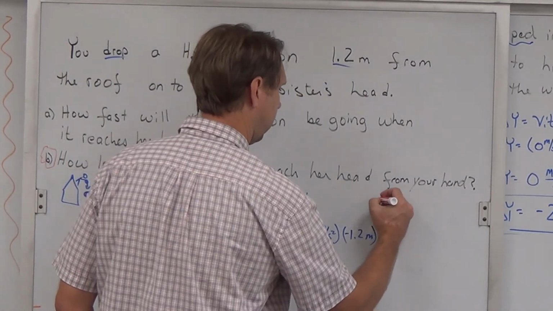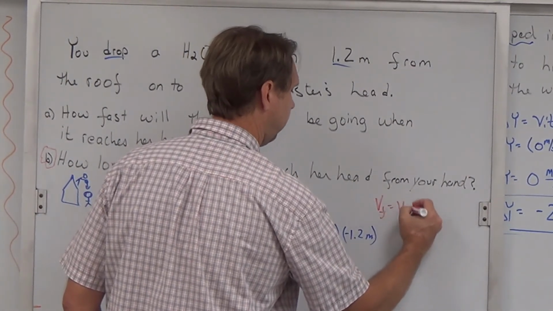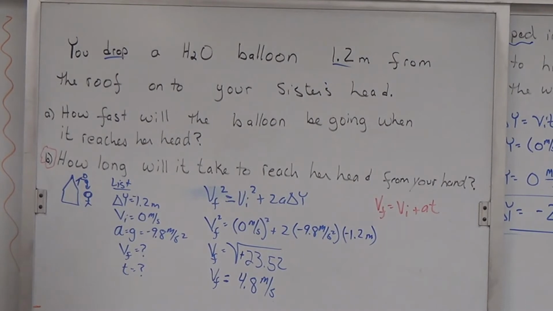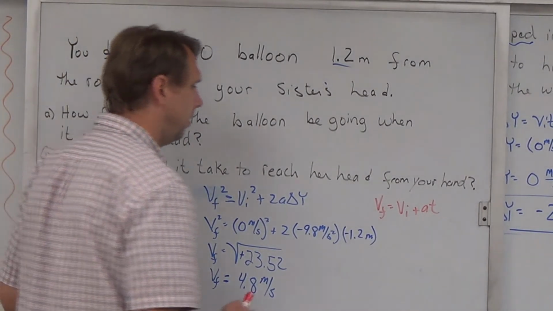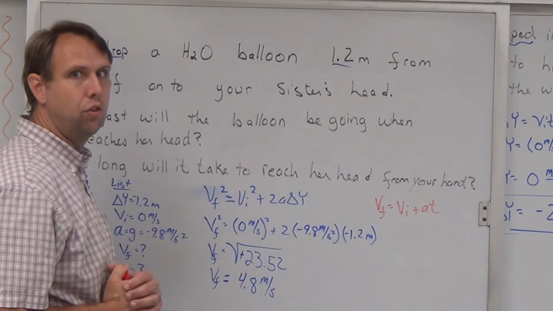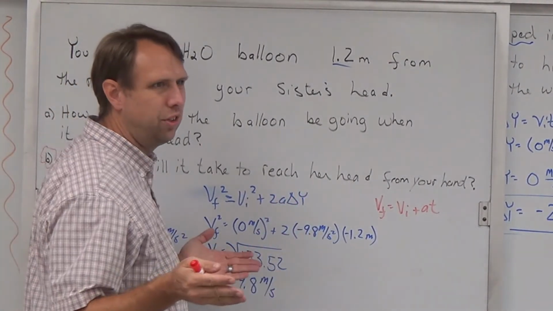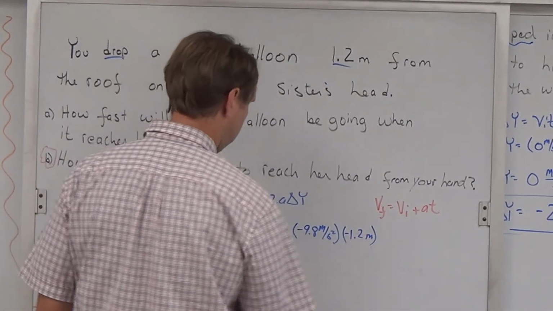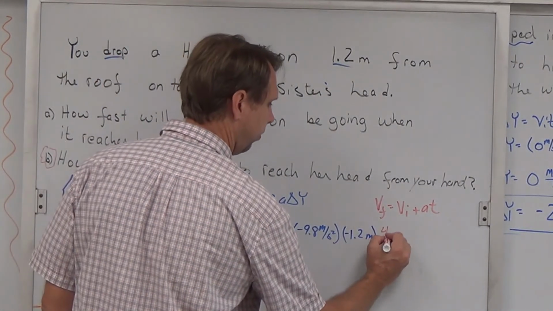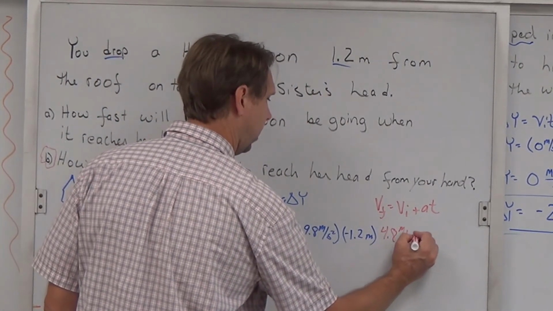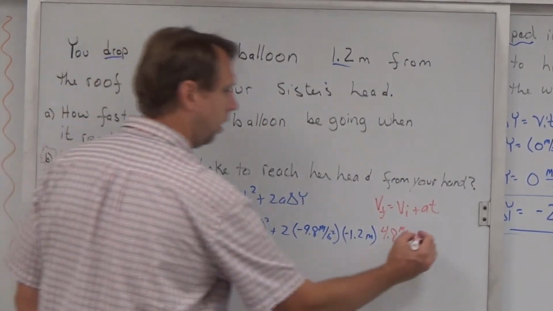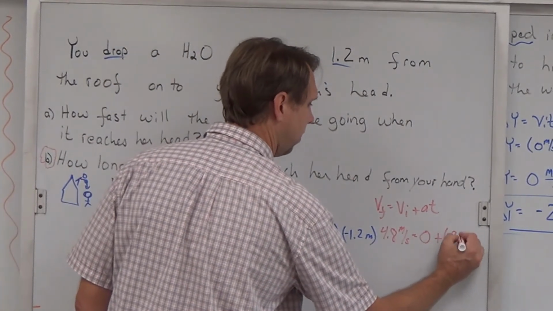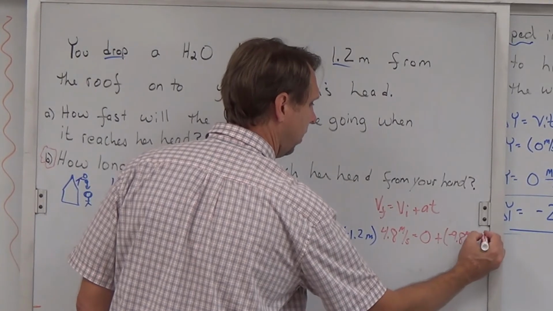Okay, well, I'm going to use a formula VF equals VI plus AT. I could use the other one as well, but this formula is just going to be a little bit easier than delta x equals VIT plus 1/2 AT squared. Since t is in there twice, you get to solve a quadratic. Doesn't seem nice. I know my final velocity. That is 4.8 meters per second equals my initial velocity of 0 plus the acceleration of negative 9.8 meters per second squared times t.